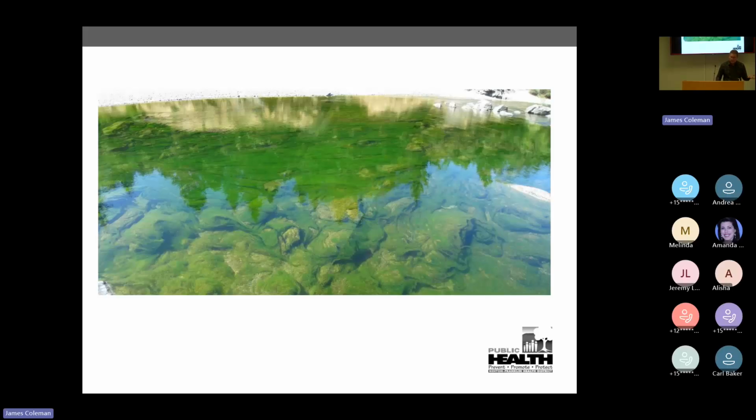So just to provide you some examples of what algae can look like. This is what I call green filamentous algae. It's growing on these rocks, but you can see that the water in this stream is very clear. So the algae is growing in large chains, but they're kind of attached to the rocks, and the water remains quite clear.